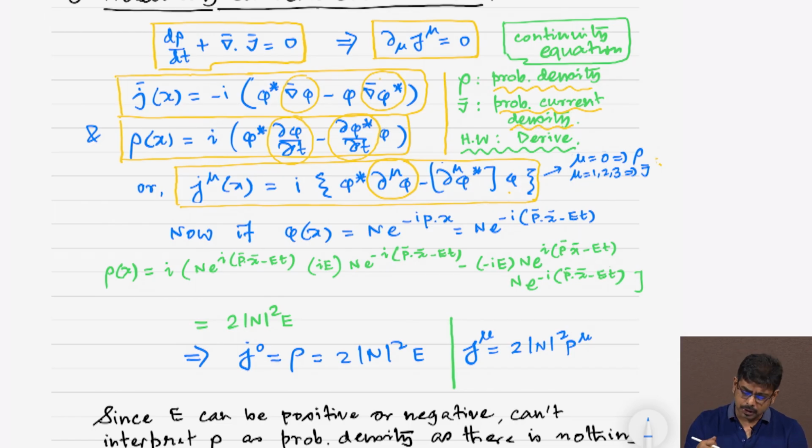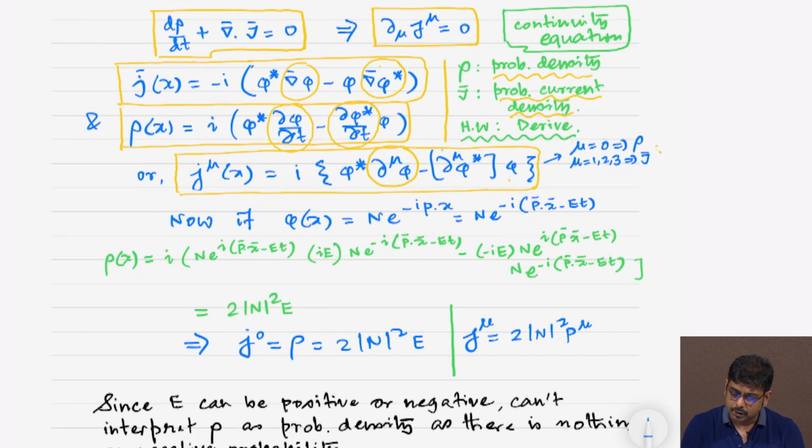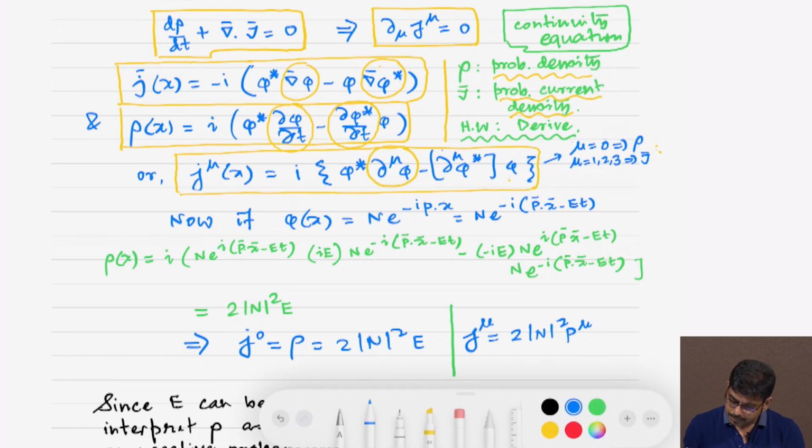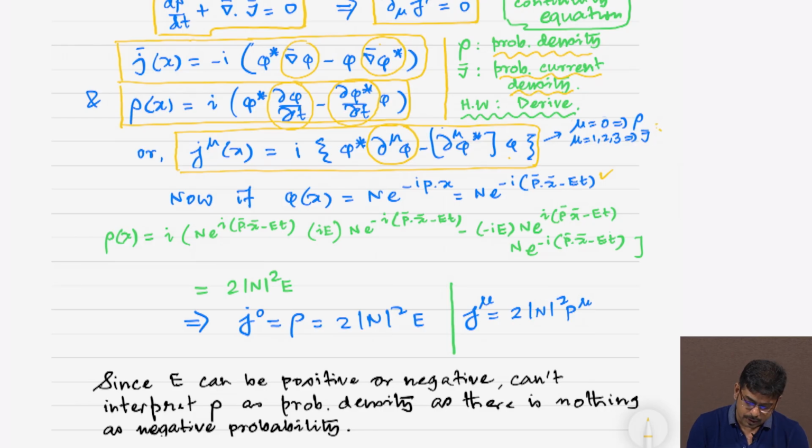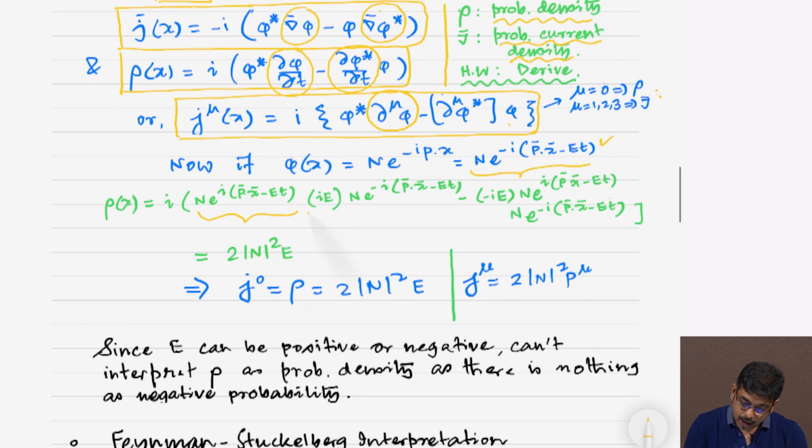Now, suppose I am going to put the solution that phi x equal to n into e to the power minus I p dot x, or in the vector notation it is n into e to the power minus I p dot x minus e t. Okay. So, if I now put this expression back into the expression of rho, say for example, rho is what? I phi star del phi del t. So, this is phi star. If you have, this is the solution that you have taken, then phi star is n into e to the power I p dot x minus e t, and then what will be del phi del t? That will be giving you I e into n into e to the power minus I p dot x minus e t.